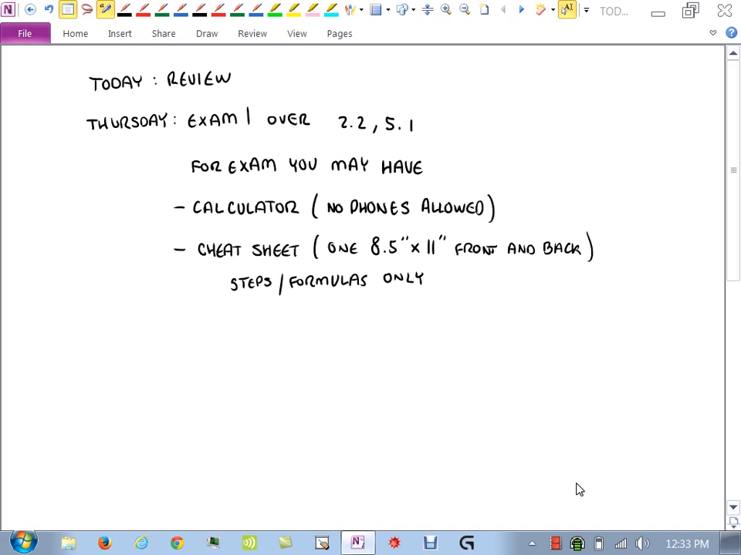So let's take a look here. Today we're going to review for the exam, and then on Thursday we'll have our first exam. It'll cover two sections out of the book, 2.2 and 5.1. For your exam, you may have a calculator, but you cannot use your phone. So make sure you bring a handheld calculator with you. And then you're allowed to have a cheat sheet, which I talked about last time: one standard sheet of paper, front and back. Steps and formulas only. You cannot have any worked out problems. Okay? That's what you're allowed.